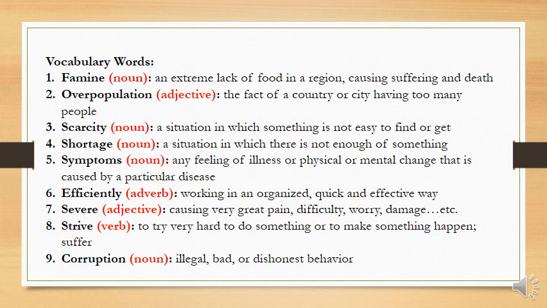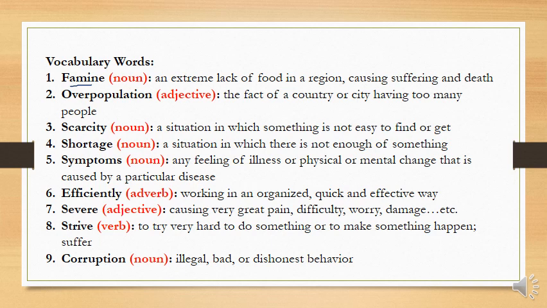Now we are going to move to the list of vocabulary words that we are going to cover in this lesson. First of all, I am going to start with the word famine, which I already explained in the title. The word famine is a noun, and it means an extreme lack of food in a region causing suffering and death. So famine is lack of food, hunger, starvation in a certain region, in a certain place, which causes suffering and sometimes death.